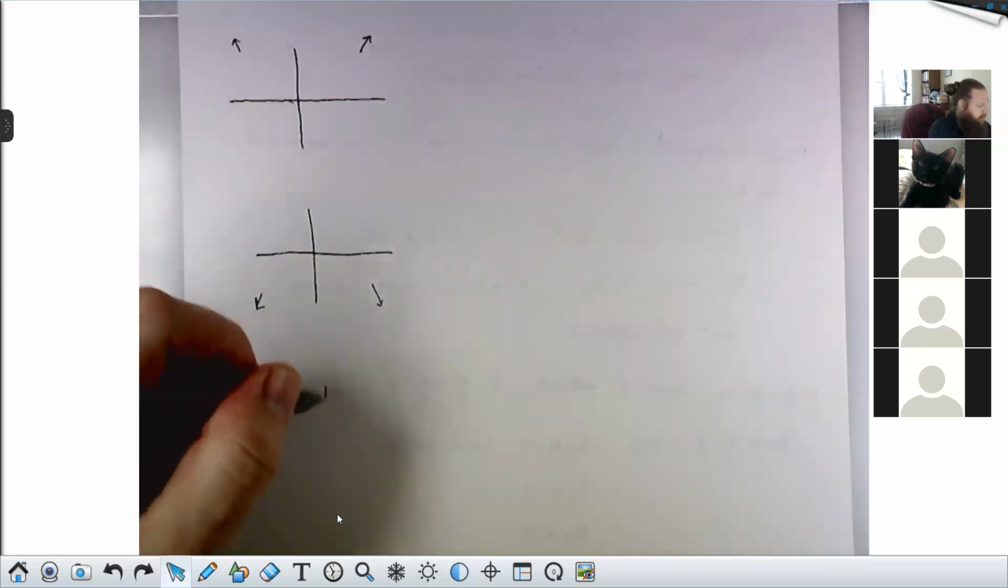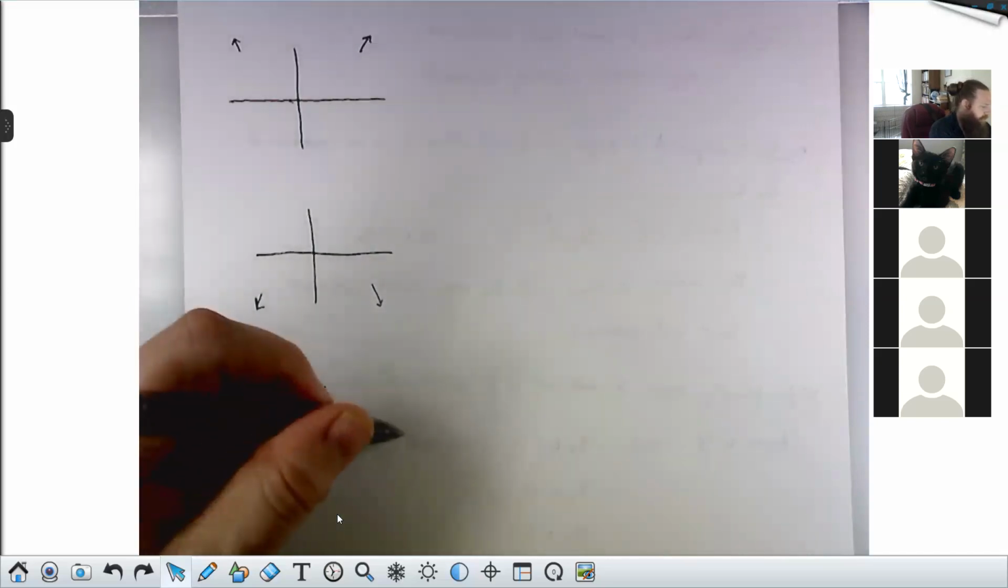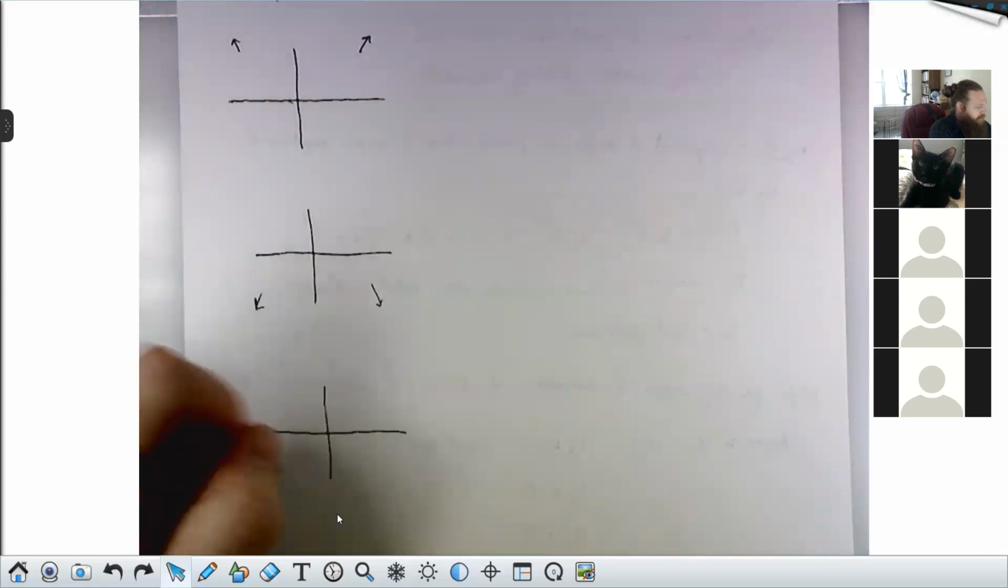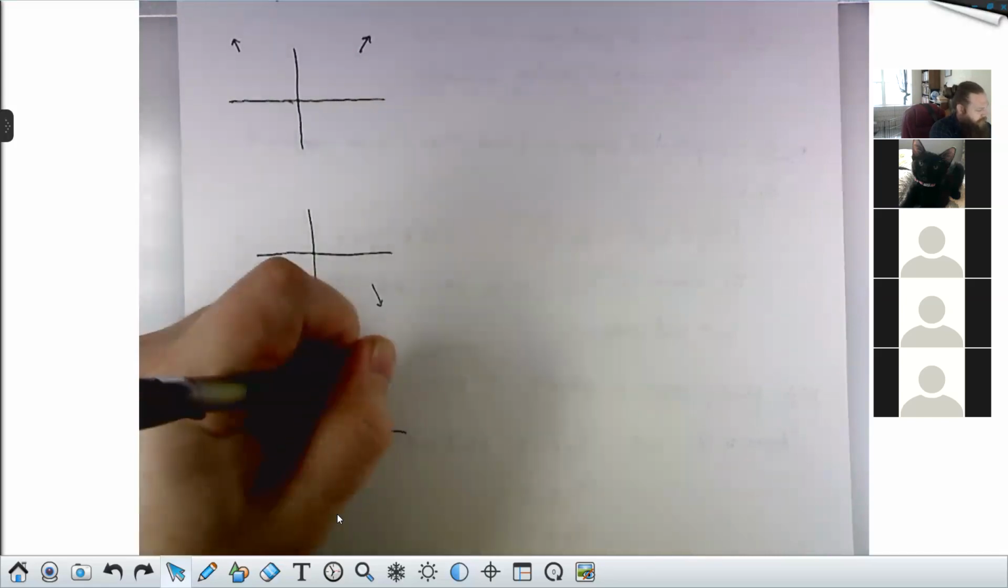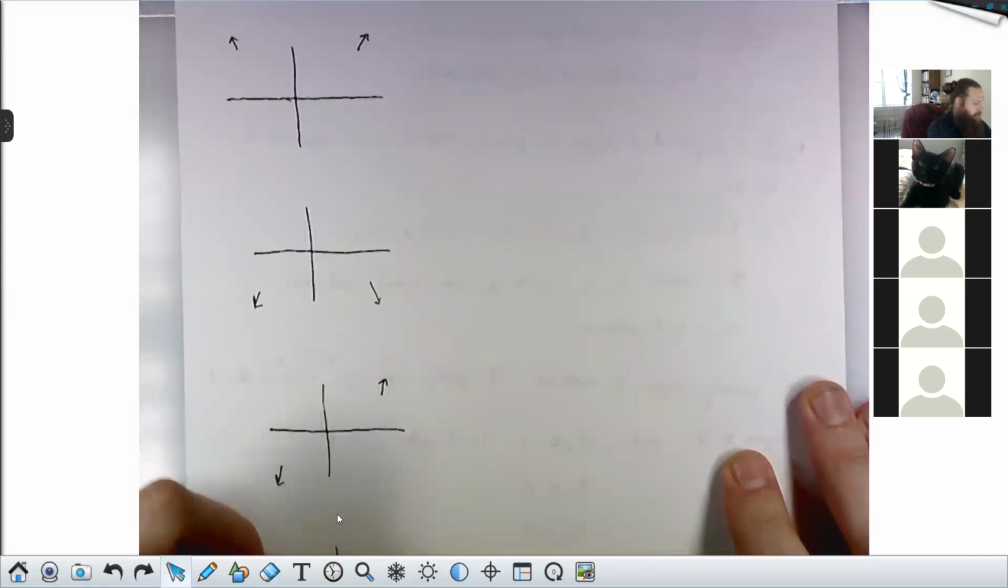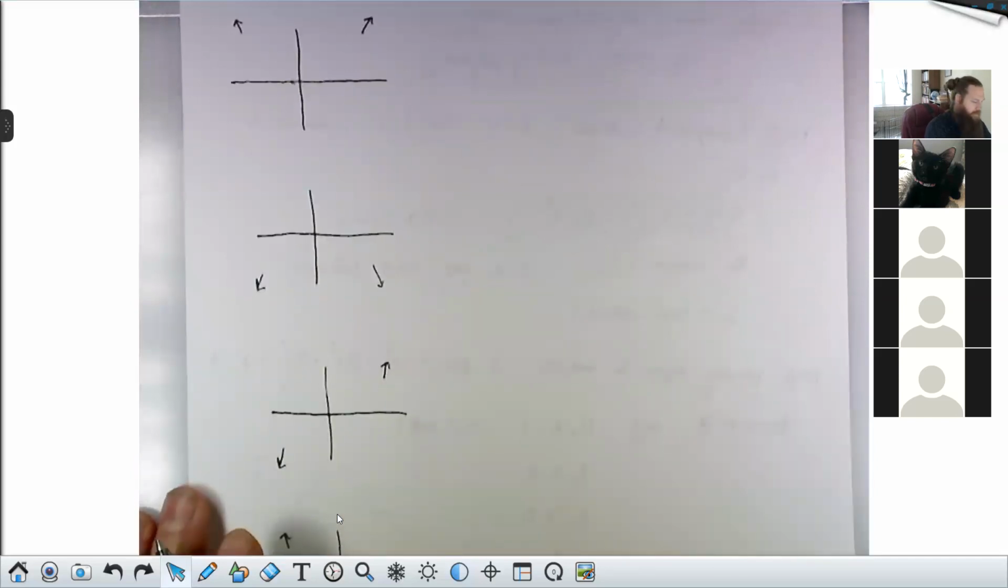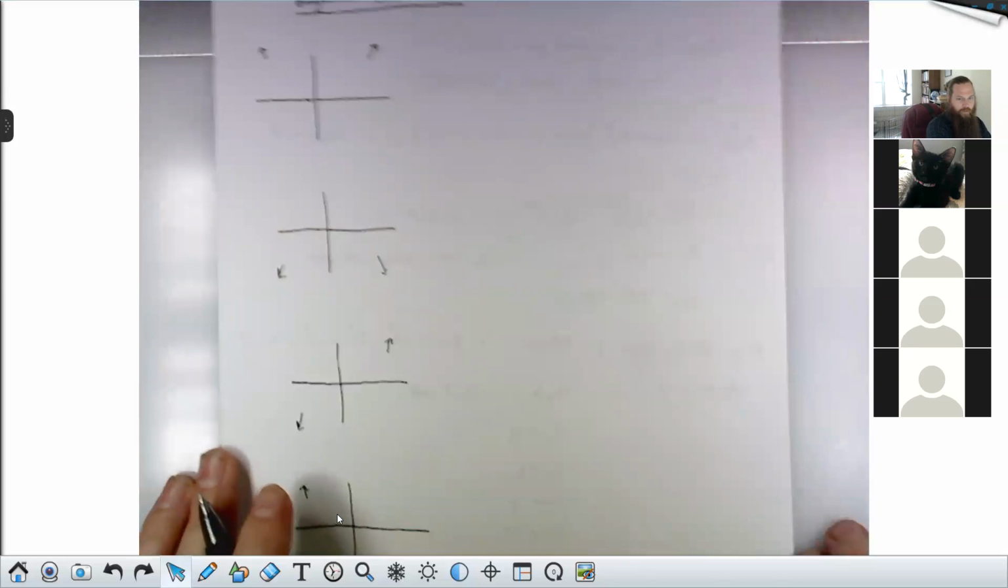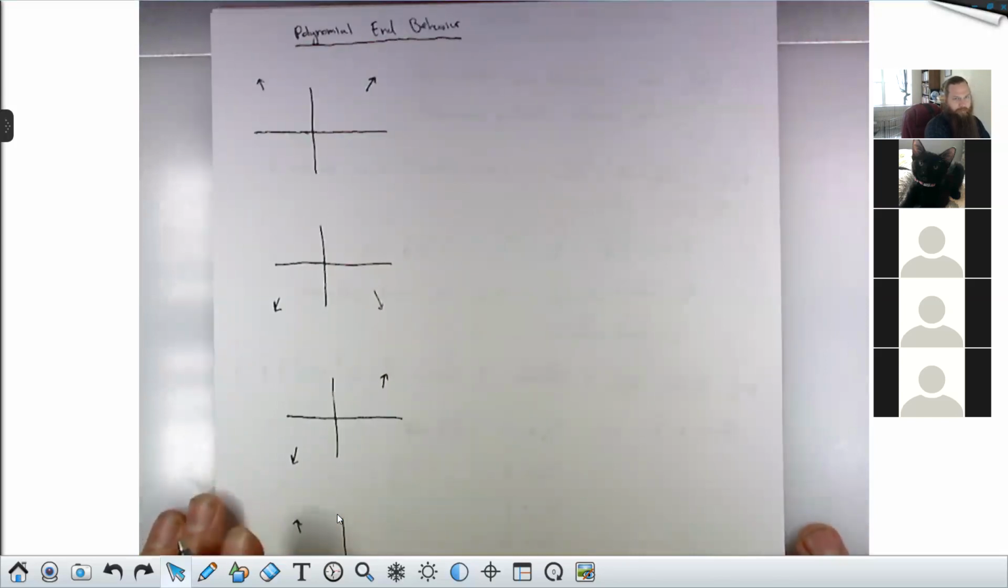Or one points down and the other points up, and there's two possible ways to do that. The end behavior here is going to be a really important tool for graphing these polynomials. So don't ignore this. This is a big deal, even though it looks really, really simple.